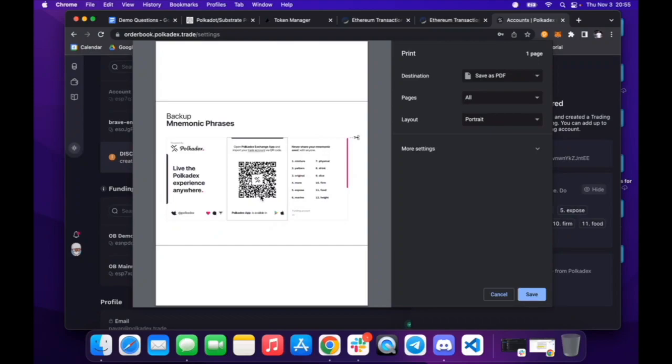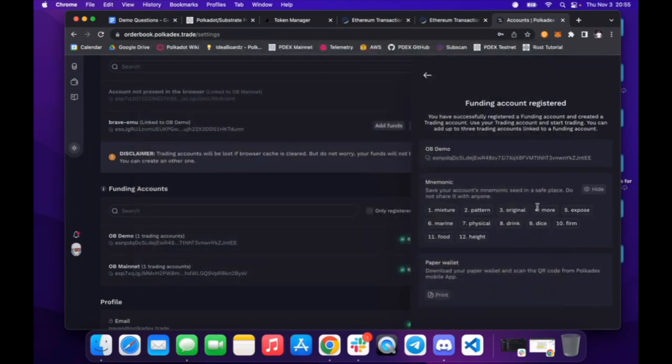So as I mentioned, you can either write it on a paper or you can print it down. This also shows a QR code. The use case of this QR code is when we release the mobile app, which is going to be very soon. We will release it on testnet. There is this functionality on the mobile app wherein you can simply scan this QR code, and that will link this trading account onto your mobile device. So you can save this, or you can just write the mnemonic phrase on a piece of paper and keep it safe.